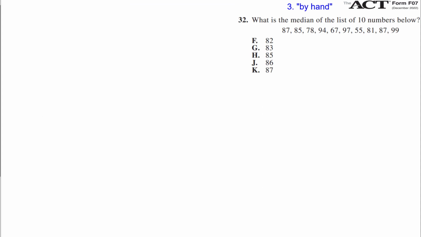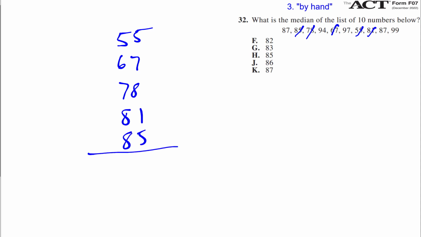And the third and final way is by hand. So what I need to do is sort these ascending by hand. So I'll go with the smallest number, 55. And then the next one looks like it would be 67, followed by 78. 81 would be the next biggest one. Then 85. And that's the 5th one.